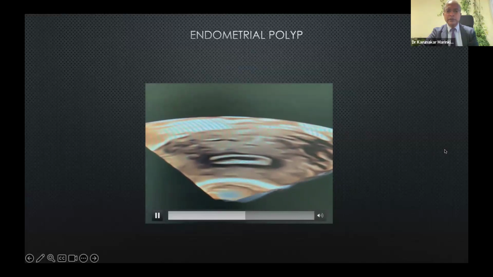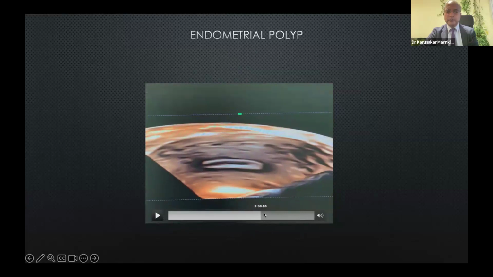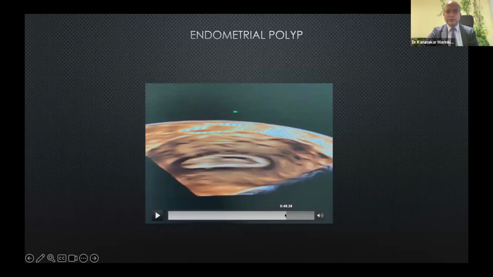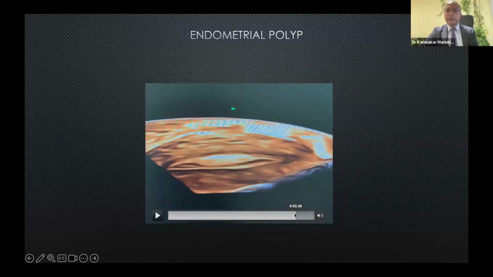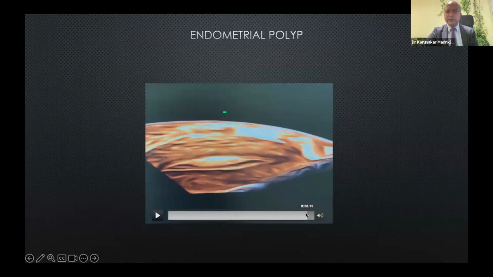I'll just go to, just to speed up. So that is the superior inferior view with the polyp distribution very clearly. It's from the posterior endometrium, and you can see the width of the polyp lesion.